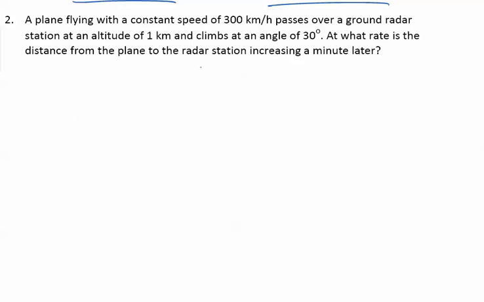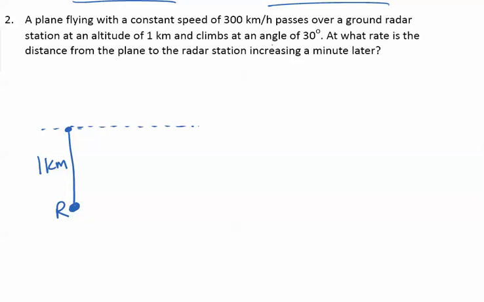So we've got a plane flying at a constant speed over a radar station, and when it's over the radar station, it is at an altitude of 1 kilometer. So let's put the radar station here, and the plane at some point in time is 1 kilometer above the radar station. The plane is not flying in a horizontal path this time, however.